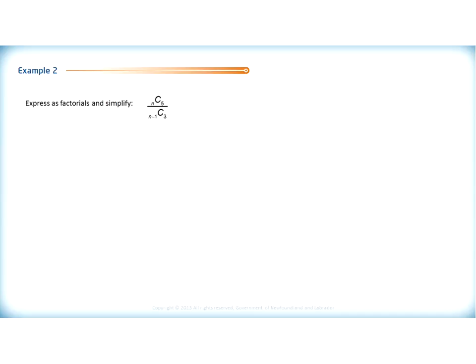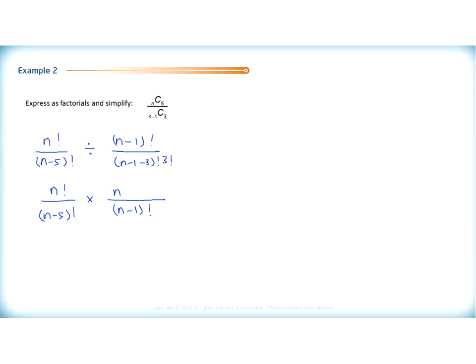Let's try another example here. Express as factorials and simplify. It's the C of n choose 5 over the C of n subtract 1 choose 3. So let's simplify here. It's n factorial over n subtract 5 factorial divided by n subtract 1 factorial over n subtract 1 subtract 3 factorial times 3 factorial. This becomes n factorial over n subtract 5 factorial times, I'm going to bring my n subtract 1 factorial down here in my denominator. In the numerator, n subtract 1 subtract 3 is n subtract 4 factorial, isn't it? Times 3 factorial.